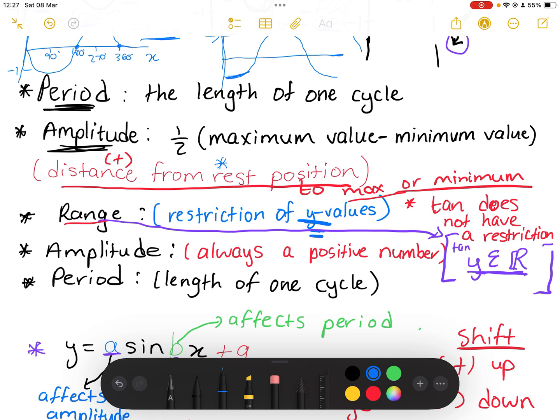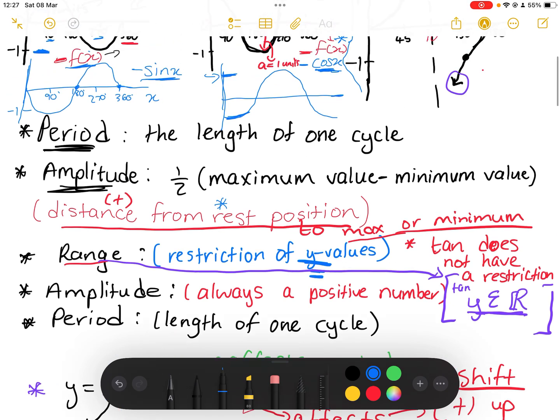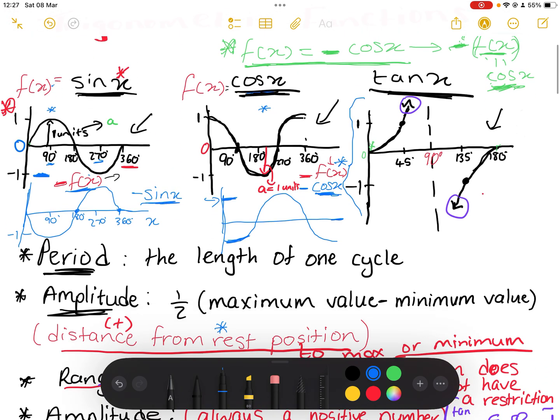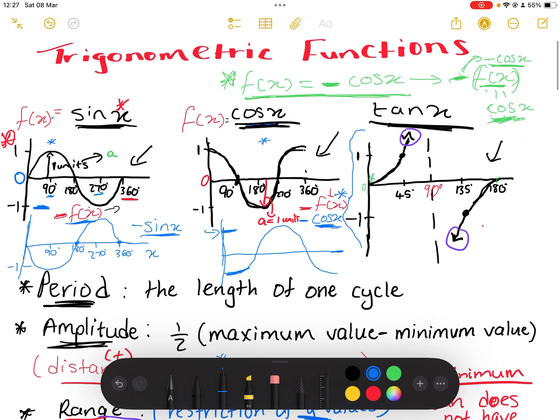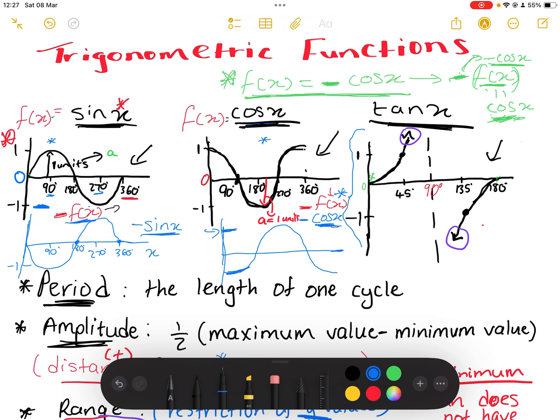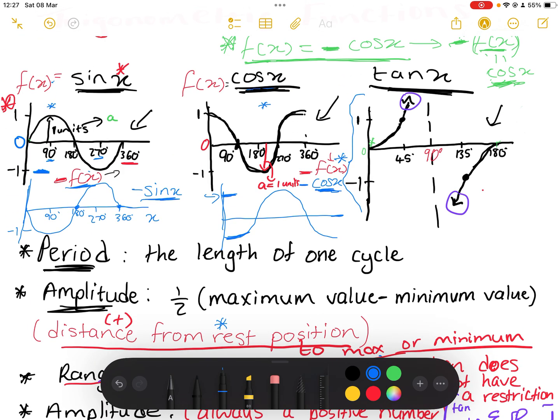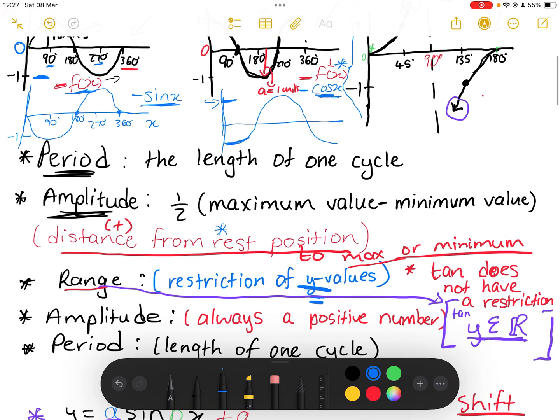The range is the restriction of the y values, where it started and where it ended. In terms of the y values, the sine and cos graphs that I wrote above started at -1 up to +1. So y is greater than or equal to -1 and less than or equal to 1. Therefore that is going to be your range, written in terms of y values.